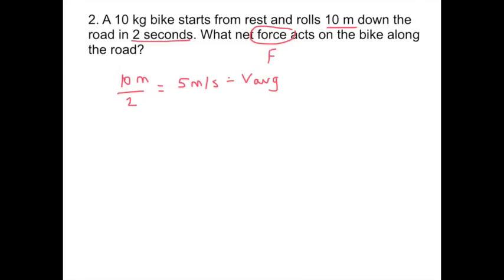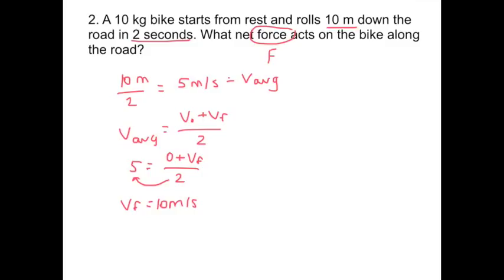Now, once we know the average velocity, we can set up this equation. V average equals V initial plus V final over 2. We learned this in chapter 2. Now we know V average, that's 5. It started from rest, so V initial must be 0. V final is what we're solving for, divided by 2. Multiplying the 2 over to the other side, we can see that the final velocity is 10 meters per second.